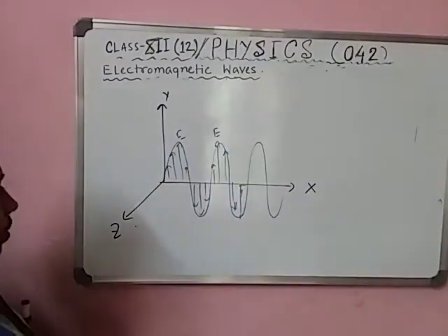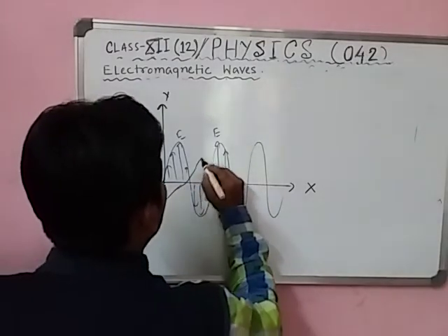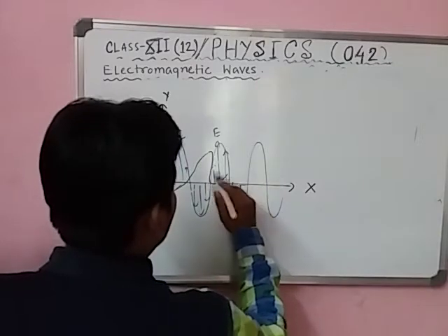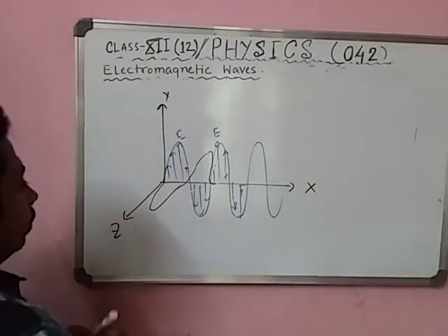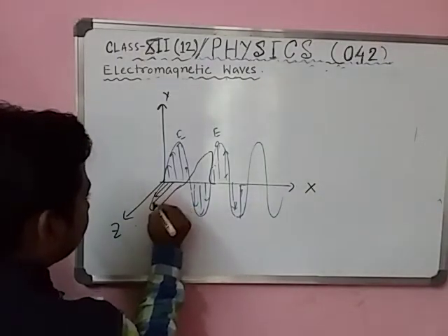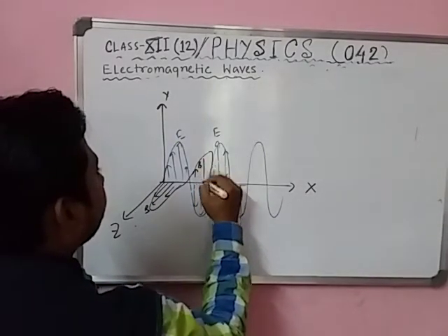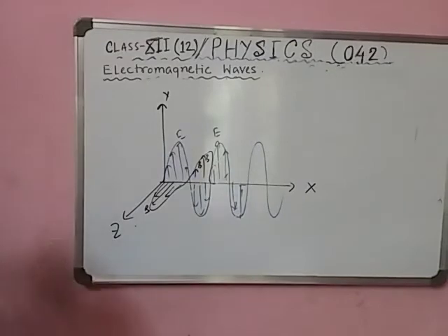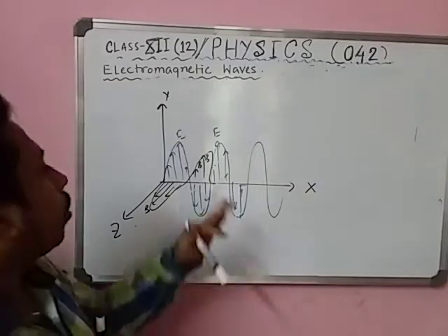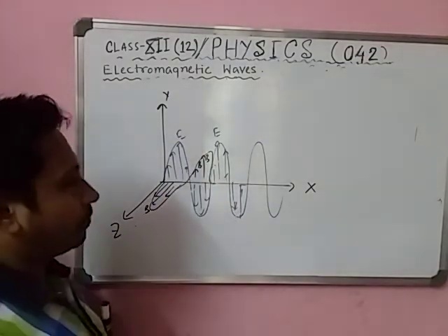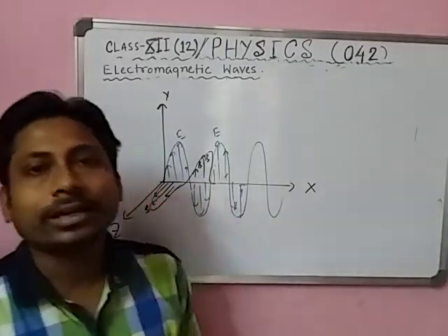Now think of B. This is the B vector. It is also perpendicular to the E vector, like this. So E and B are perpendicular to the direction of propagation. The oscillating electric field and oscillating magnetic field are perpendicular to each other and also perpendicular to the direction of propagation, and these are called EM waves.